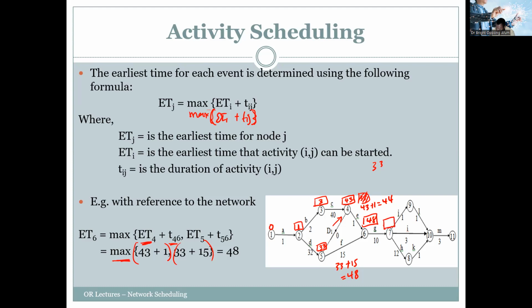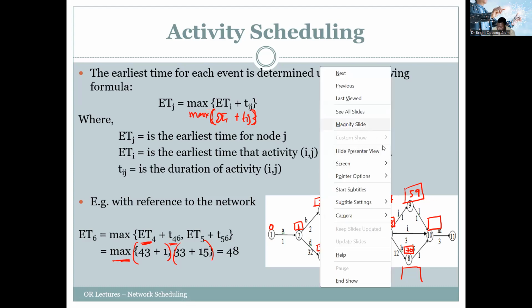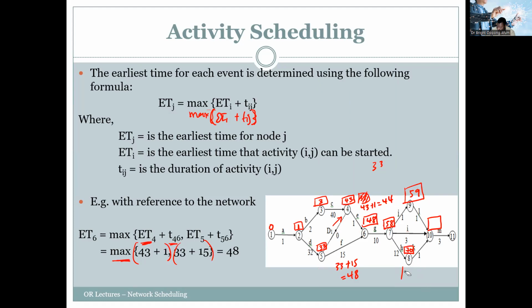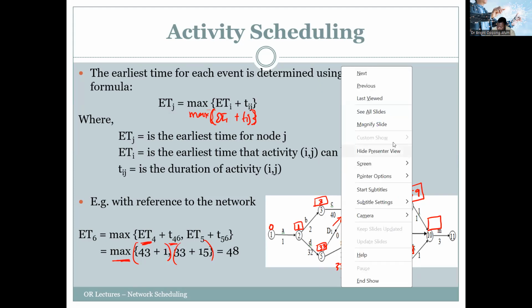The earliest time here will be 48 plus 10, which is 58. The earliest time here will be 58 plus 1, which is 59. For the next one, I have to hold on and calculate this leg. The earliest time is always on top. So 58 plus 12 will be 70.